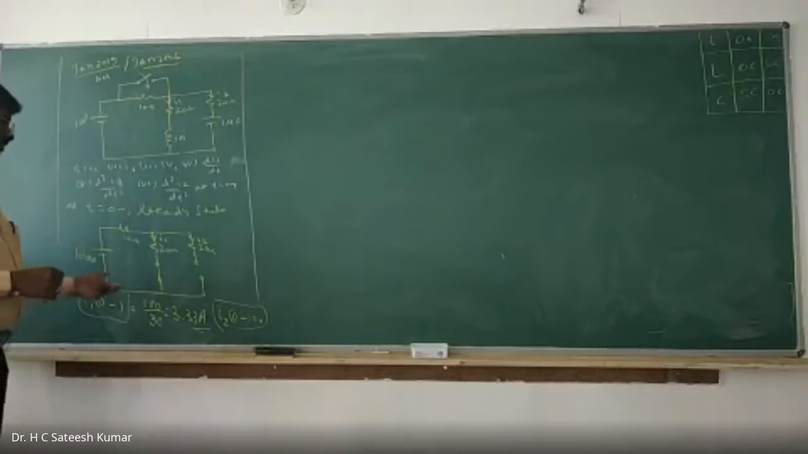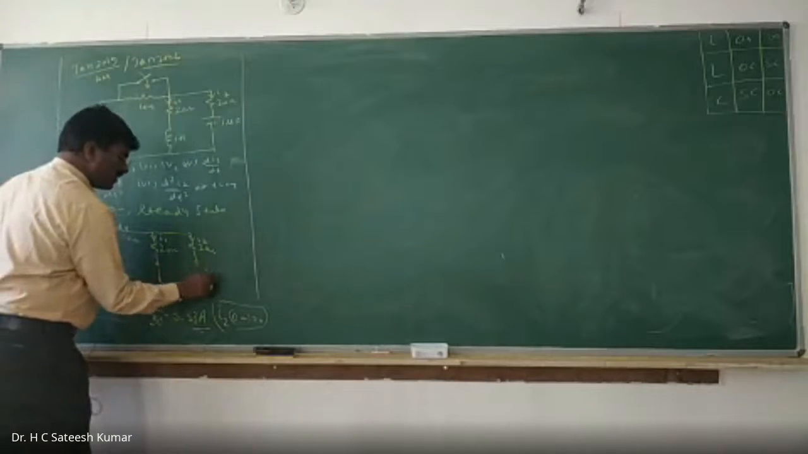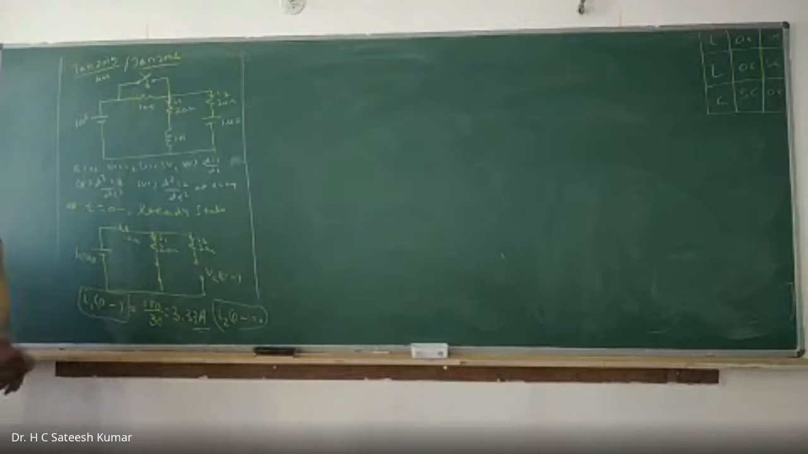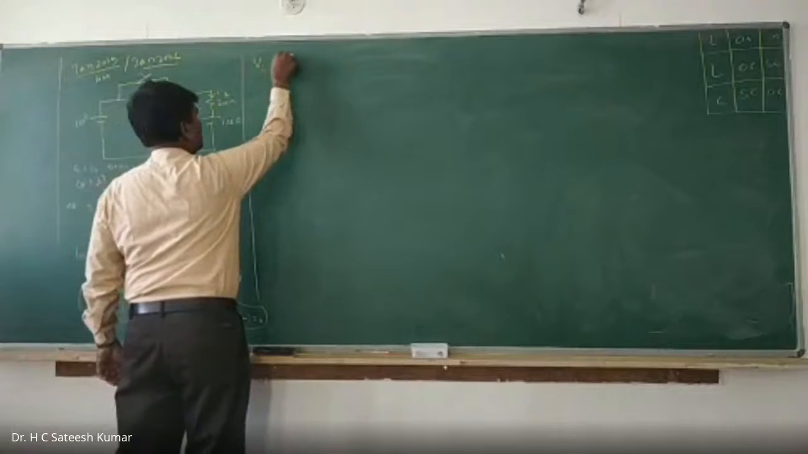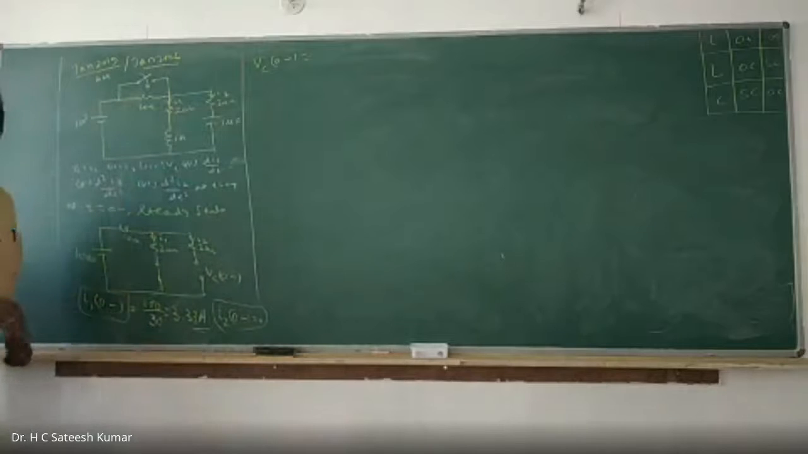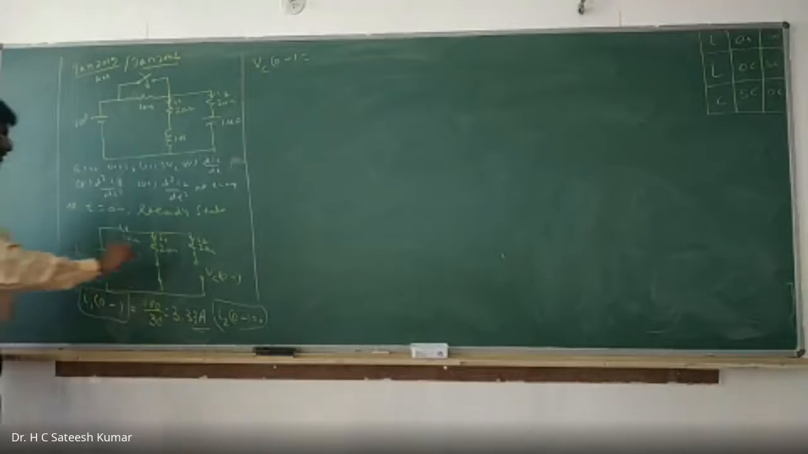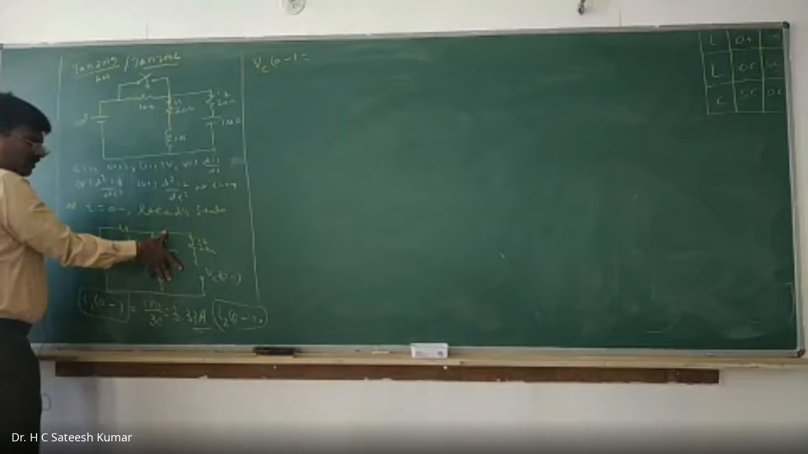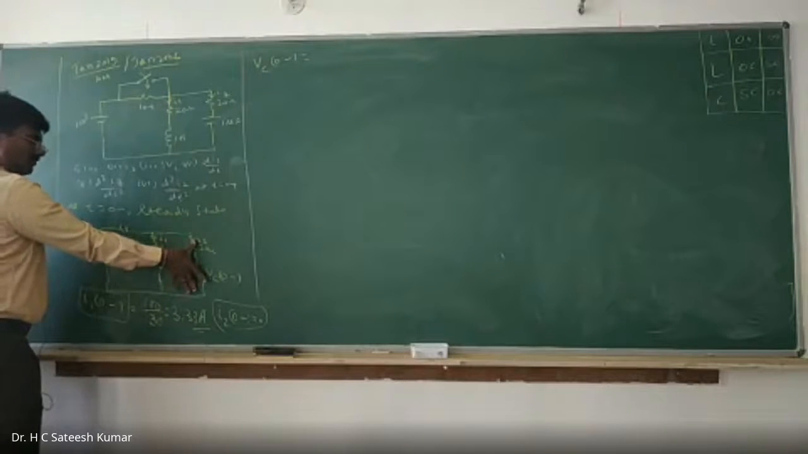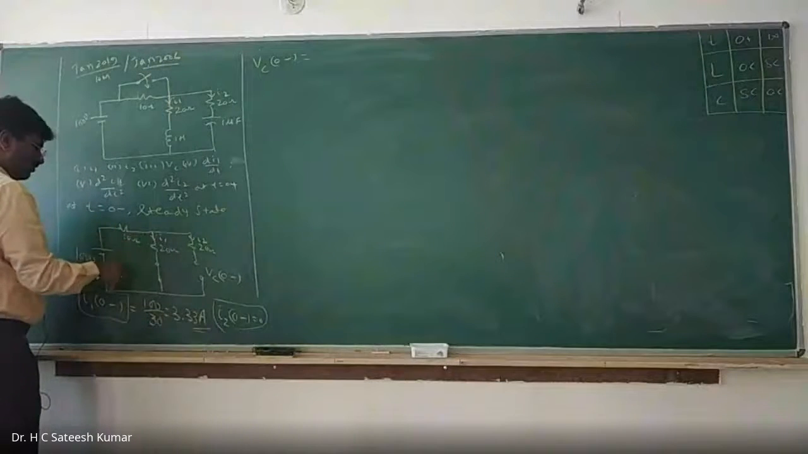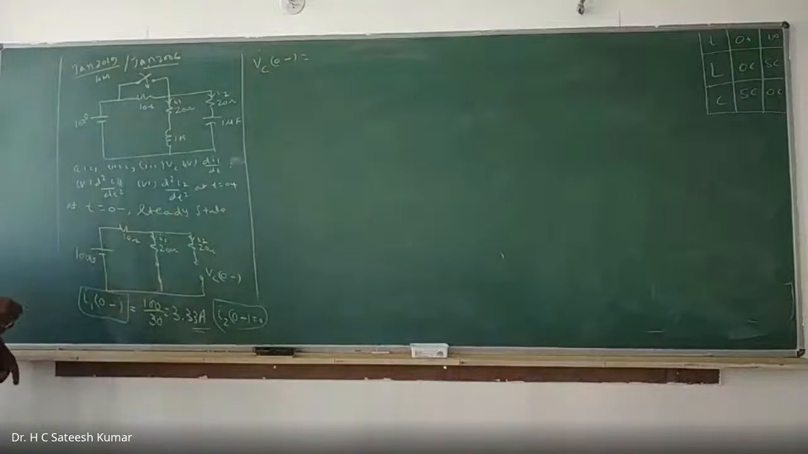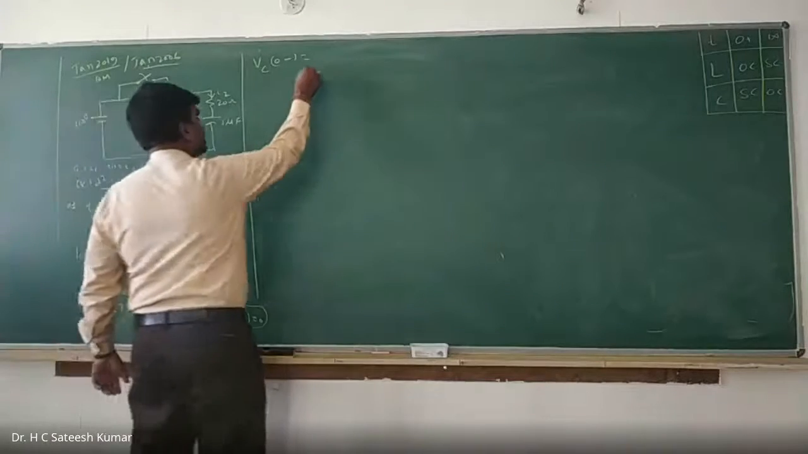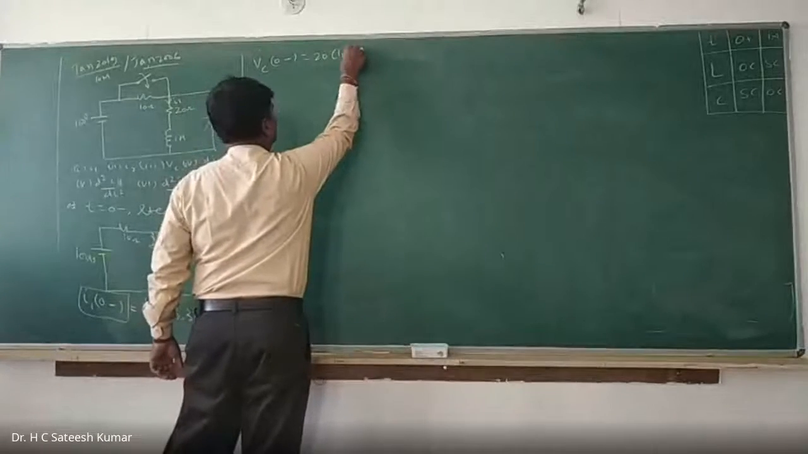Now, what about VC at 0 minus? This is the voltage across the capacitor. VC at 0 minus we need to calculate. VC at 0 minus is this voltage. There is no current, so the whole thing will be across this one. So this voltage is equal to the voltage between these two points. Therefore VC at 0 minus is equal to this resistance into the current flowing through this one. You can write it as 20 into I1 at 0 minus.